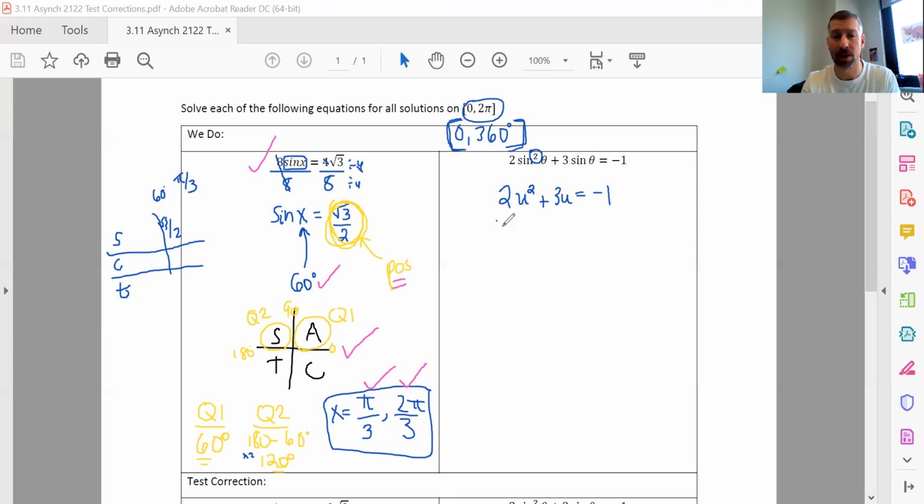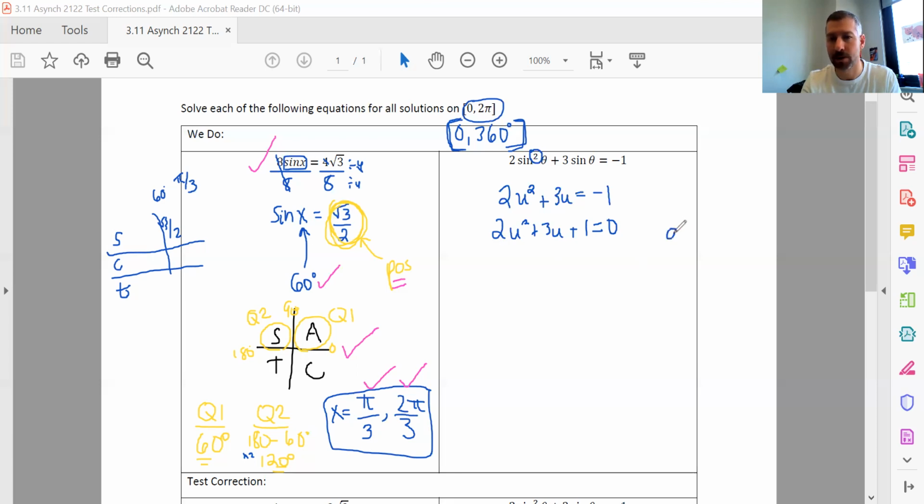So since this is a quadratic, we want to set this equal to 0. That's how we always solve these. So I'm going to add 1 to both sides. And now we're ready to solve, but we're not going to solve with inverse operations. We're going to solve by factoring. And so are there GCFs here? No. Is the a term greater than 1? Yes.